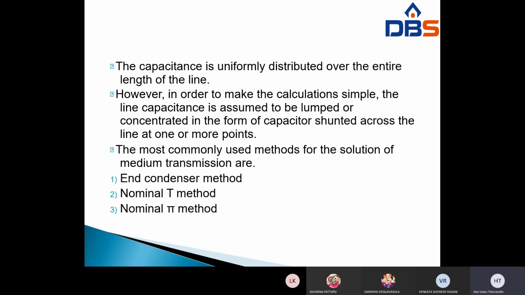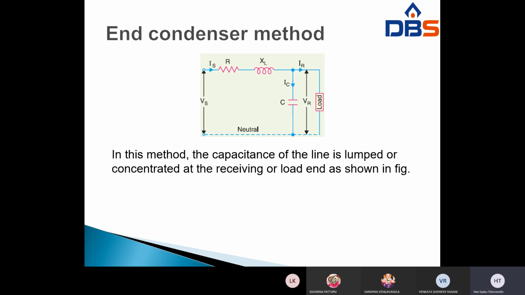So these methods may be utilized to calculate the performance of transmission lines, even for short transmission lines also. But in short transmission lines, line capacitance is neglected. That is the only thing. So the first method is the end condenser method. That is the first method.